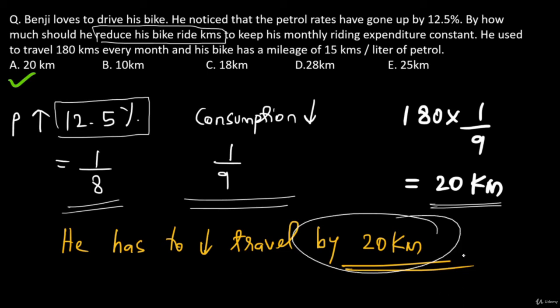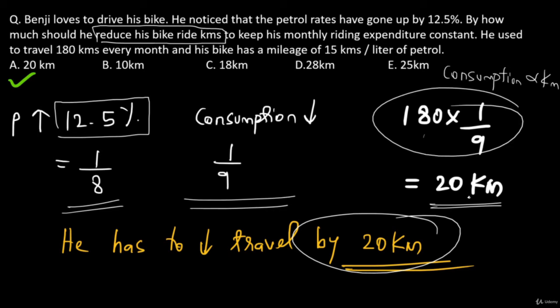And you can also note over here that the consumption is directly proportional to kilometers. So if he is consuming more petrol, he'll be able to ride more kilometers. Or if the consumption is reduced by 1 by 9, then the number of kilometers that he could travel also will be reduced by 1 by 9 of the initial number of kilometers he used to travel. And that's how we get the answer as 180 into 1 by 9, which is equal to 20 kilometers.